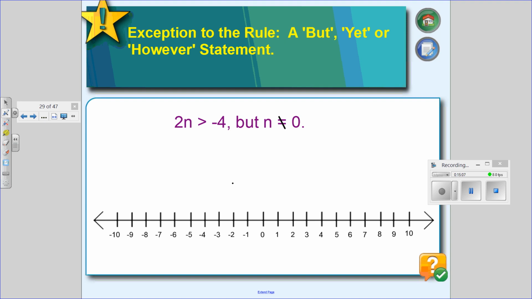But n does not equal 0. So what you're going to have to do at this point in time is put another open dot on 0, meaning that 0 is the exception to this particular rule. It's the exception to this rule.